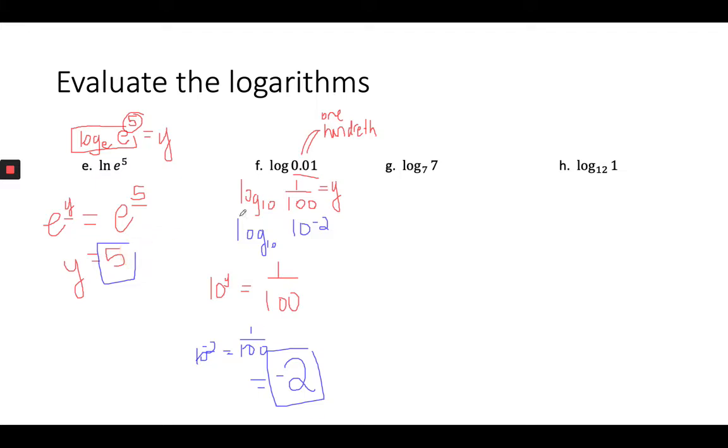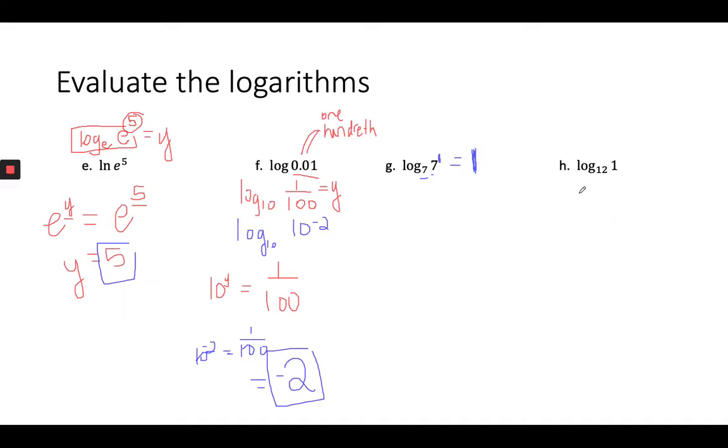We've got 2 more to go here. We've got log base 7 of 7. So what you think about is 7 is just 7 to the first. They are already the same base. So this is going to be equal to 1. If we wanted to do it with exponentials, hopefully that makes it 7 to what power equals 7? That's going to be 1.